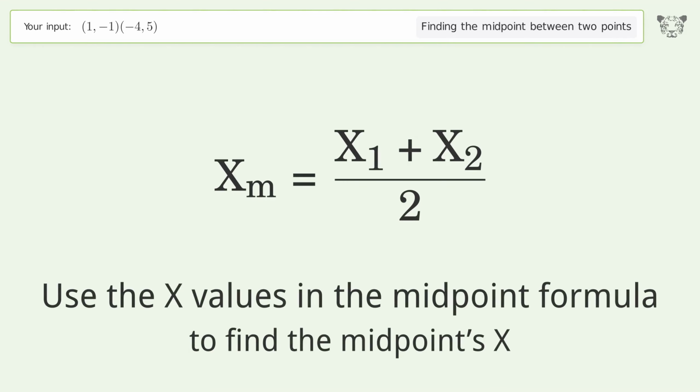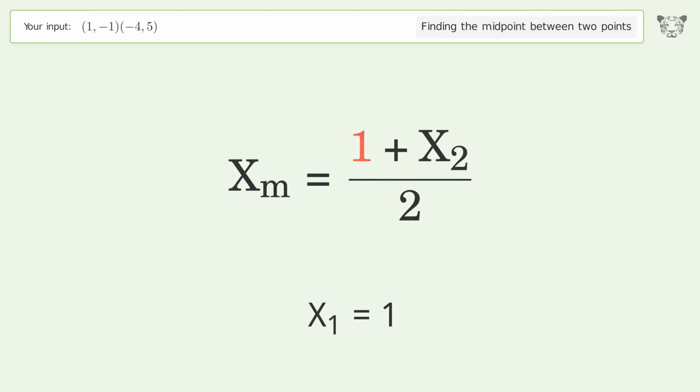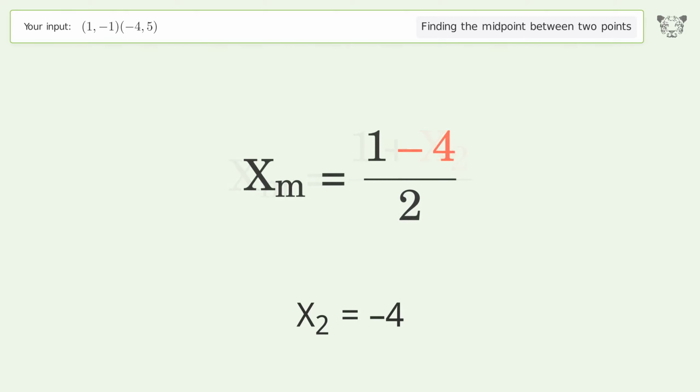Use the x values in the midpoint formula to find the midpoint's x. x1 equals 1. x2 equals negative 4. Simplify the arithmetic.